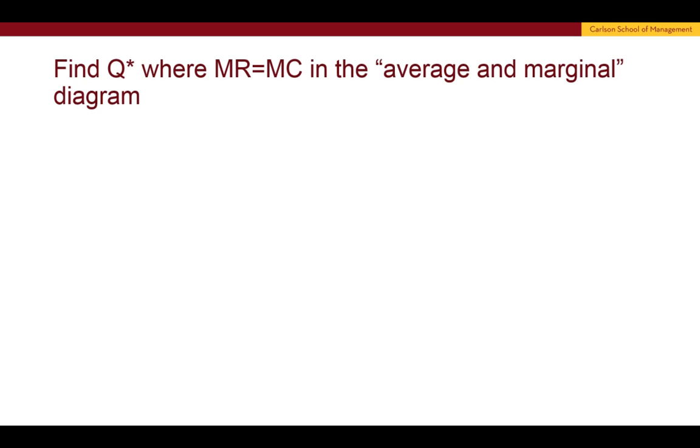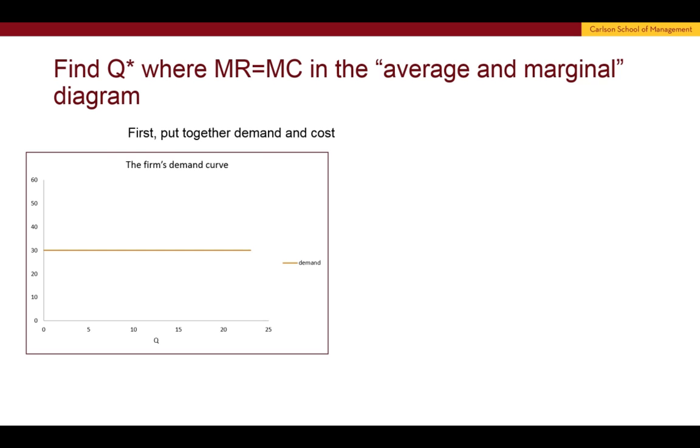Now we can do this whole analysis, finding the profit maximizing quantity Q star, which is where MR equals MC, in a different diagram, the average and marginal kind of a diagram, one where we live most commonly. So let's go ahead and do that. First, let's put together demand and cost. Now over here we have the firm's demand curve. Remember that a competitive firm's demand curve, and we talked about this a few modules back, is just a horizontal line at the price.